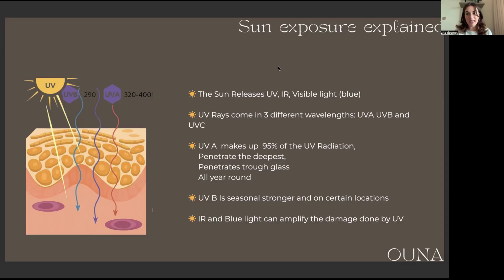However, UVA and UVB come onto Earth, and that's something that our skin absorbs. UVA is the strongest one in that case. UVA radiation makes up 95% of the UV radiation and penetrates the deepest. UVA even penetrates through glass, so even when we're sitting and working inside, we still get UVA light. It's always around, all year.